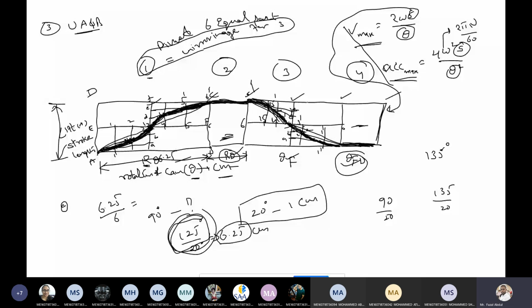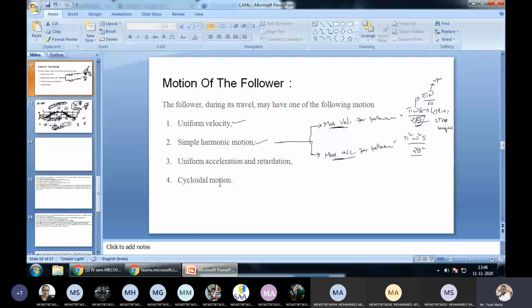What is the next one? The next one is cycloidal motion.